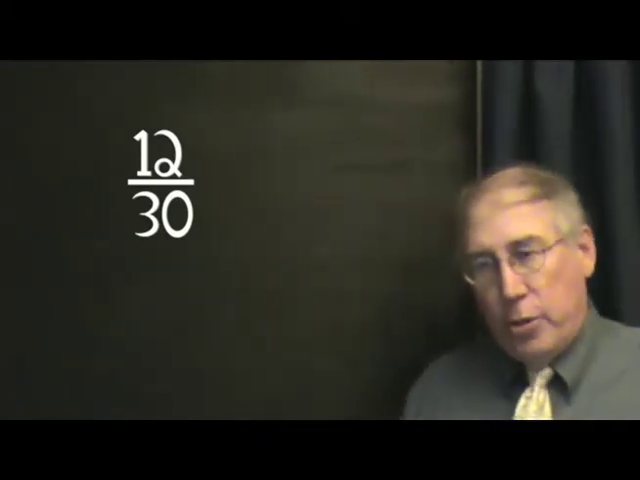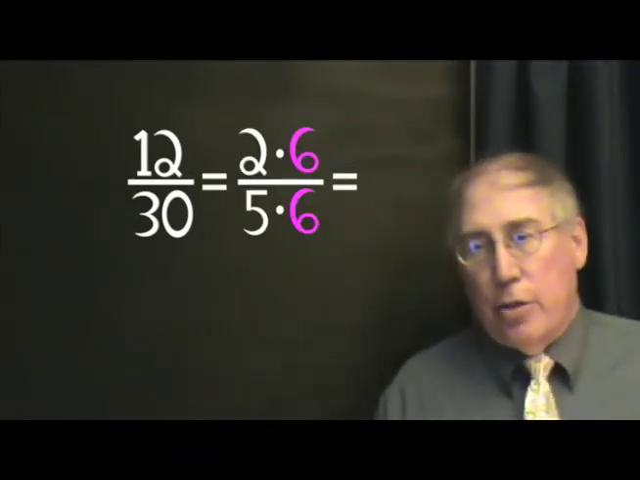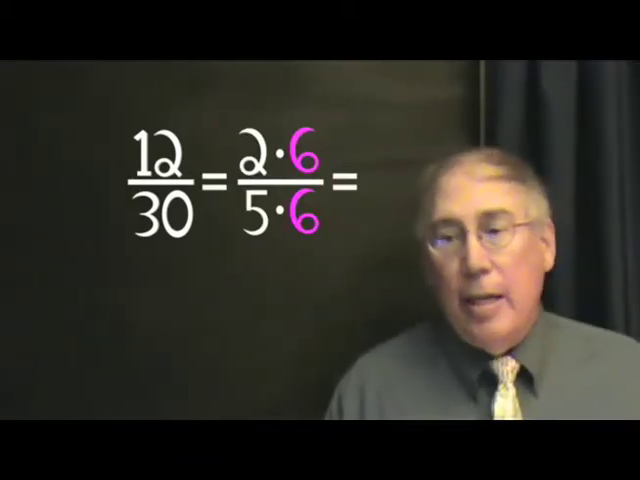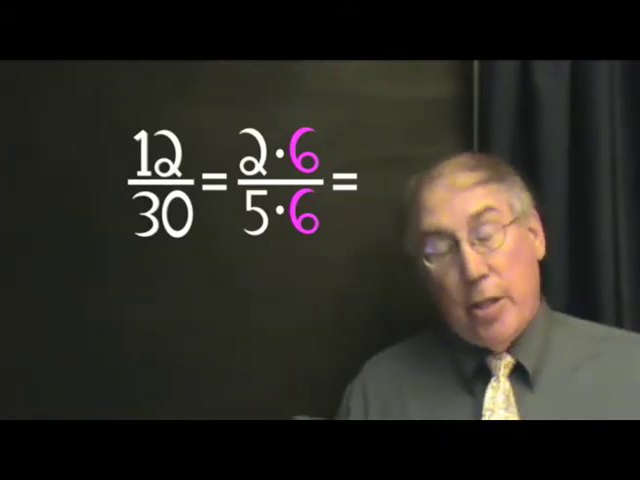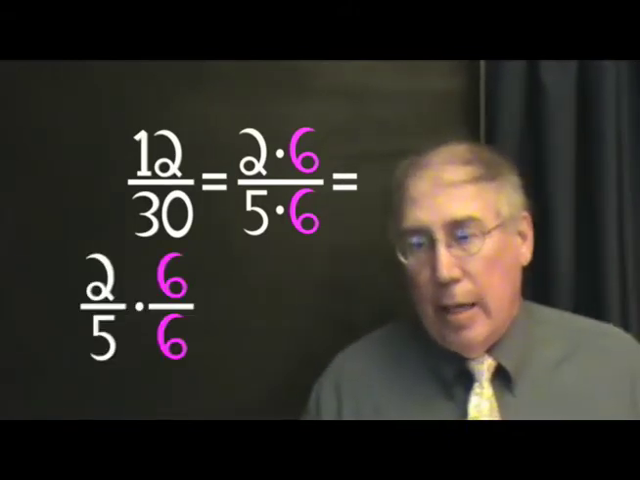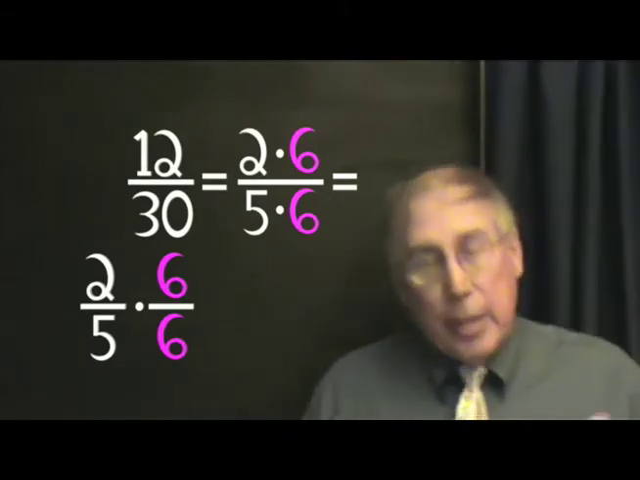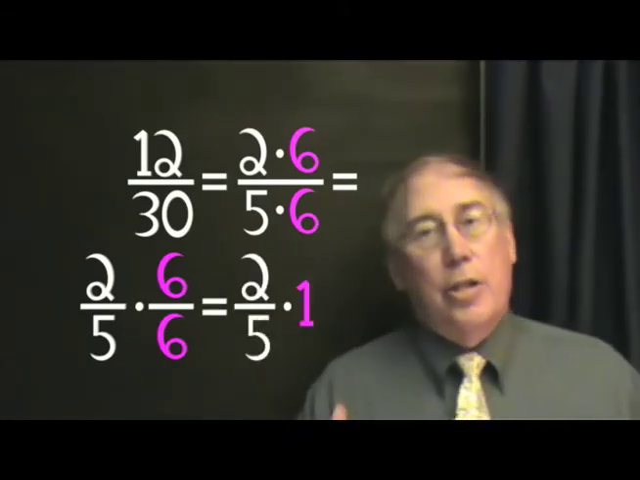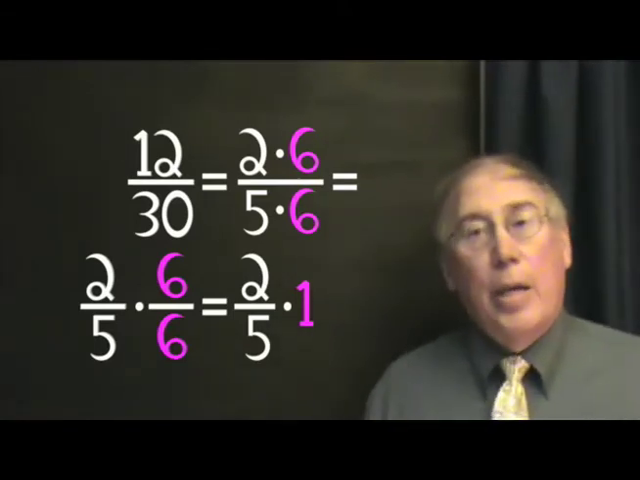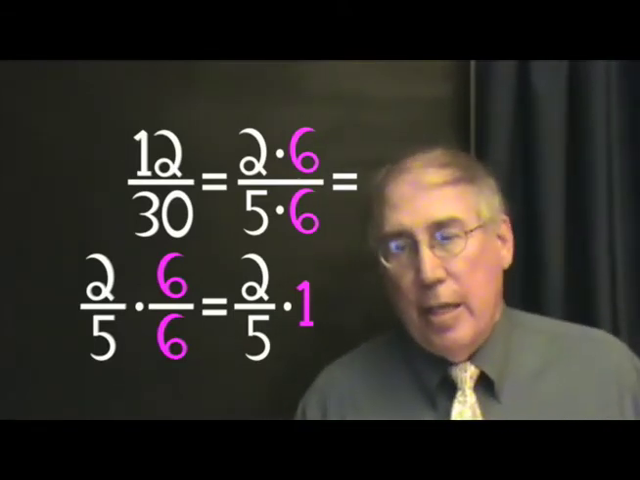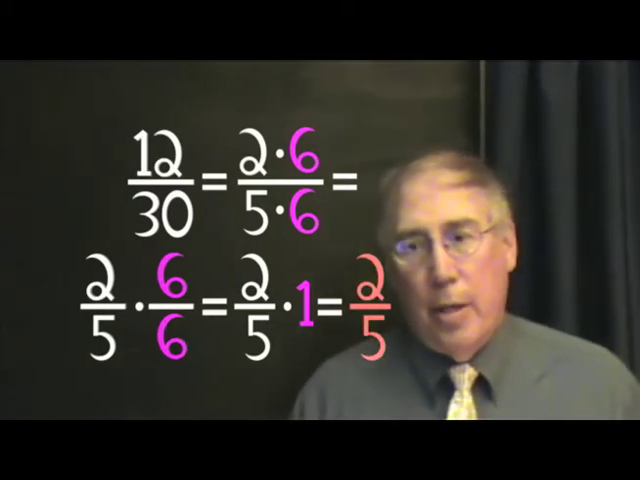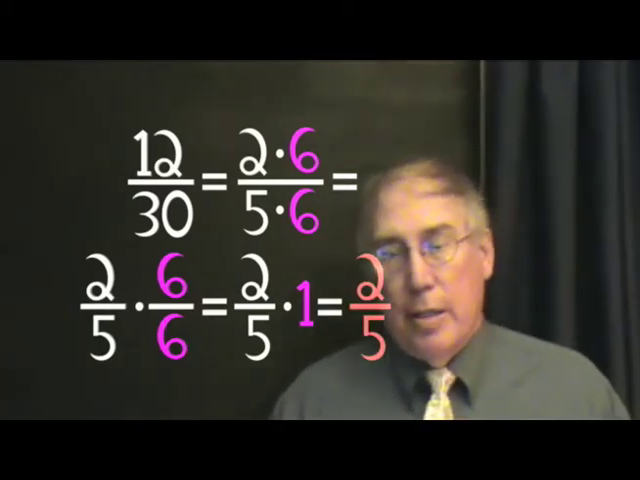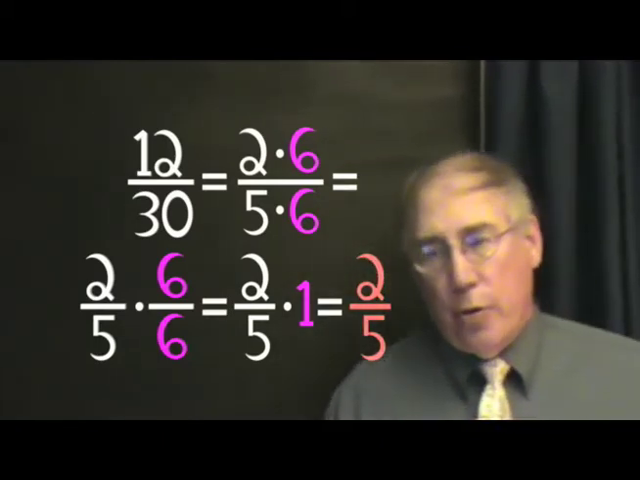So now let's use that idea here. Let's set it up as a fraction, 12 over 30. So we can use that rule at the beginning. So we'll go 2 times 6, 6 is our greatest common factor, and 5 times 6. Separate that into two fractions: 2/5 times 6 over 6. 6 over 6 is just 1, and we land up with 2/5 as our reduced fraction from 12/30.